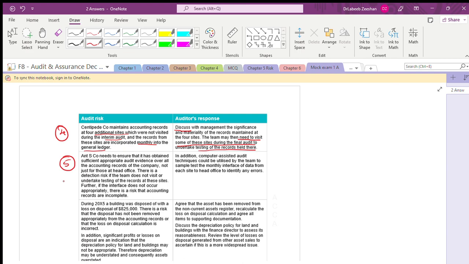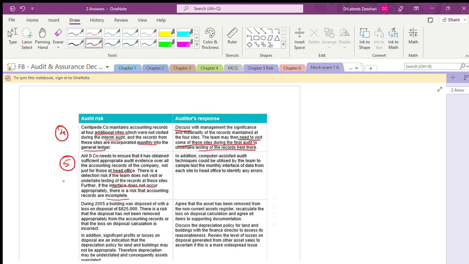The team needs to ensure that it has obtained sufficient appropriate audit evidence over the records of the company. We are not concerned only about head office records. We are concerned about all locations. If you don't go for all locations, there is an audit risk, detection risk. We cannot detect it if the team does not visit and test the records at these sites. Further, if the interface does not occur appropriately, what will happen? Definitely there will be incompleteness.